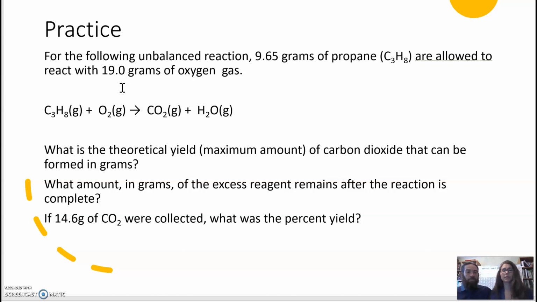And you have some amount of excess that is remaining of the one that was not limiting. And then at the end, you can do your percent yield. So go back and watch the video on limiting reactants if you're unsure on how to calculate that excess reagent, or excess reactant. Good practice. Pause the video and give that a try.